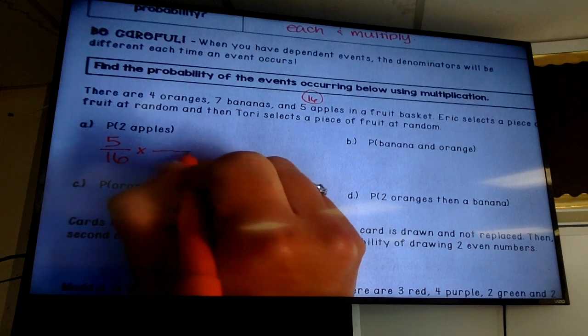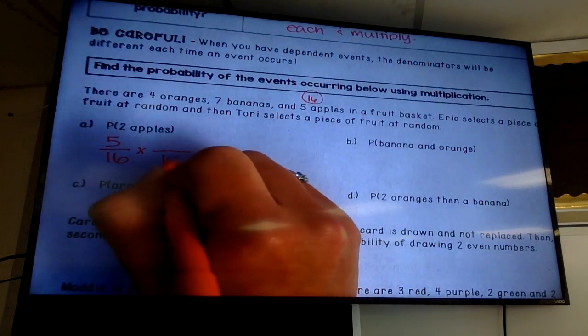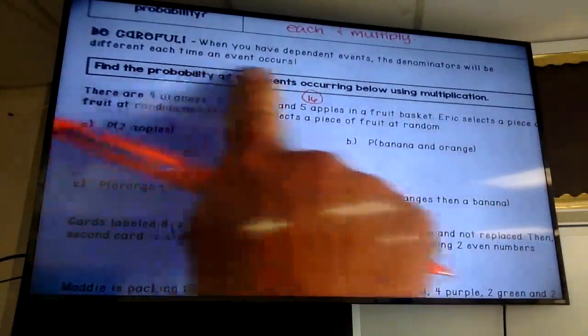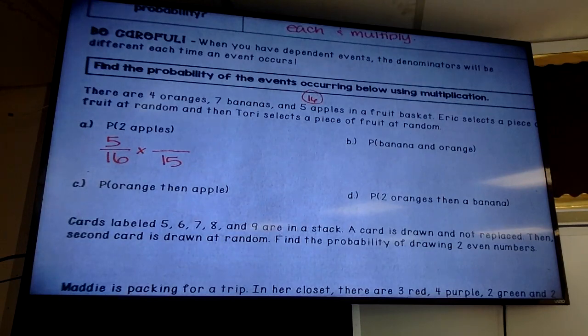How many pieces of fruit are left in the basket now? Well, now there's 15. So 15 is our denominator. That's what this means. When you have dependent events, the denominators will be different each time an event occurs because something has been taken out.